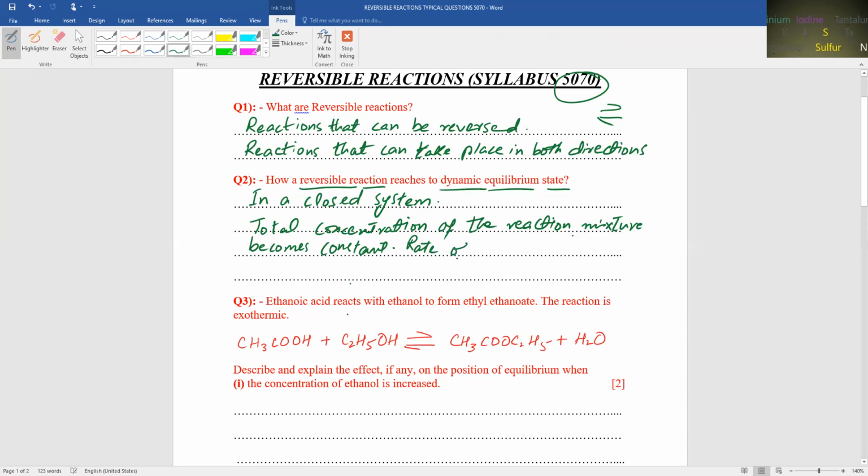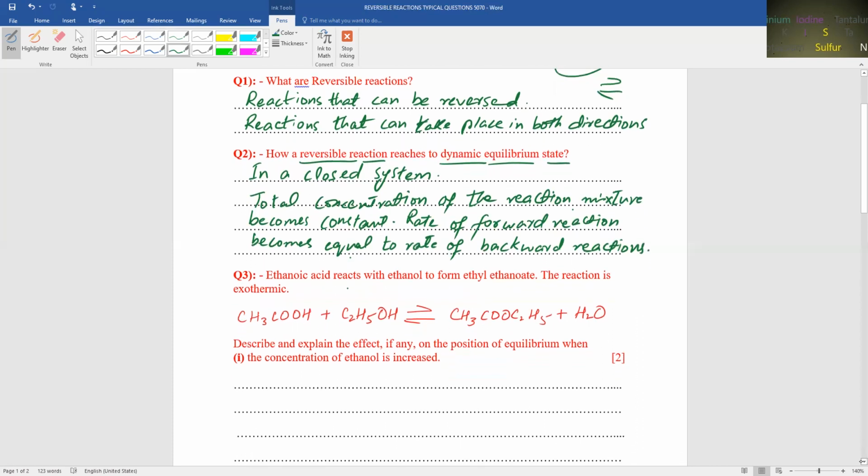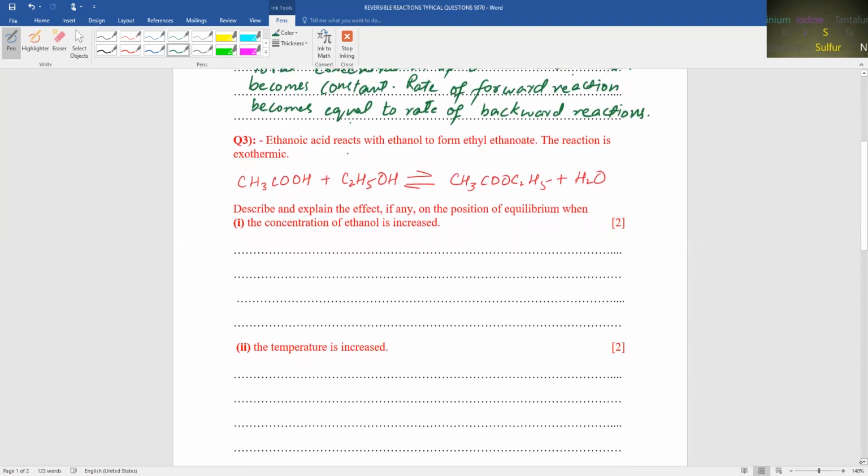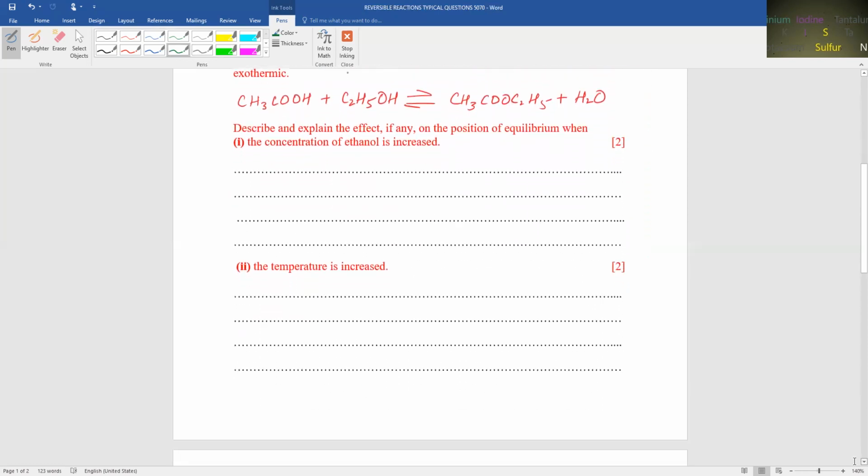Rate of forward reaction becomes equal to rate of backward reaction. Now let's solve some of the typical questions of 5070 for the paper 2. This is one of the questions.